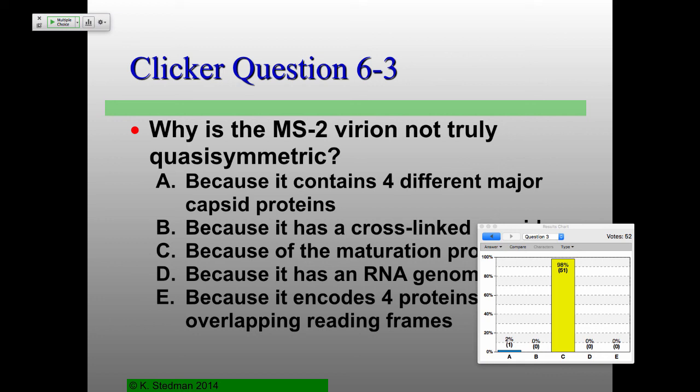No, there's only one capsid protein here. So yes, it's the maturation protein because it's asymmetric. It would have to be symmetric if you had the truly quasi-symmetric process. There are these 4 proteins, some of which are in overlapping reading frames.